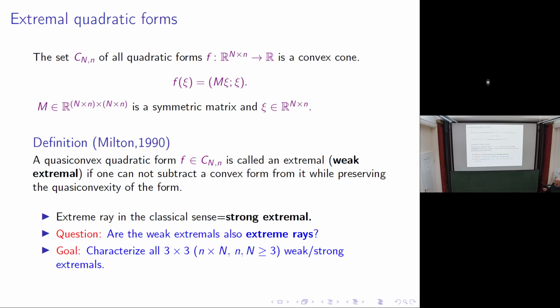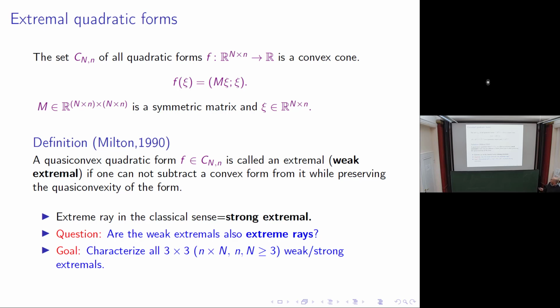So Milton defined the so-called weak extremals. A quasi-convex quadratic form is called a weak extremal if one cannot subtract a convex form from it while preserving the quasi-convexity of the form. It is minimal in that way. You cannot separate the square from it anymore.